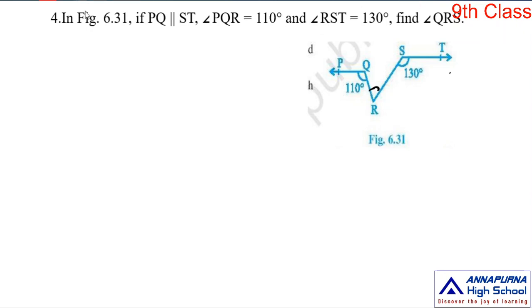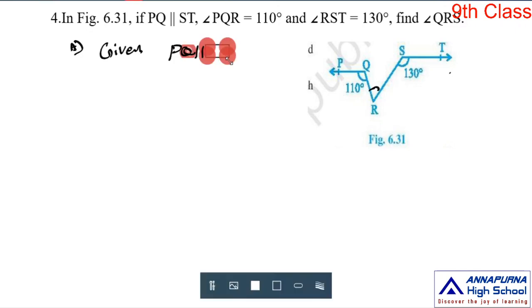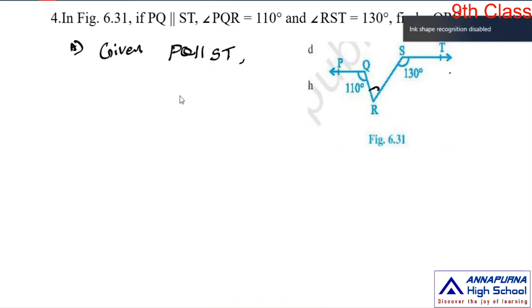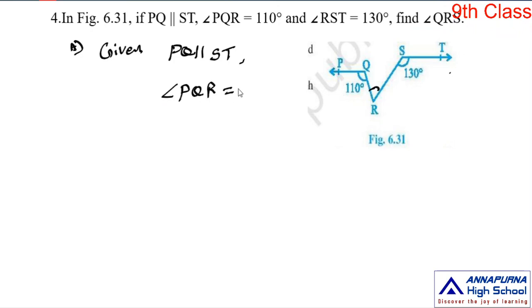Start the solution. Given PQ is parallel to ST, angle PQR is equal to 110 degrees and angle RST is equal to 130 degrees. We find angle QRS. Do one construction.